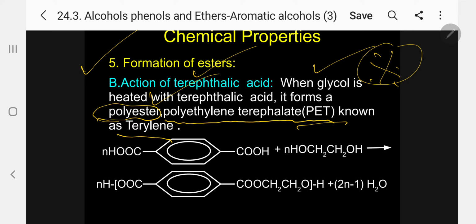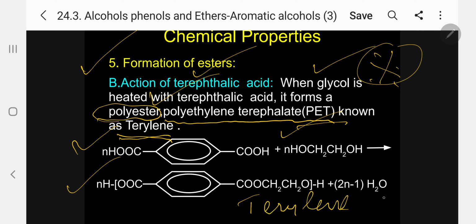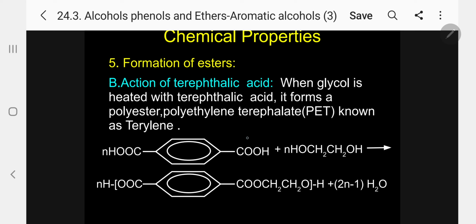It was famous some 50 or 60 years ago. Terephthalate was common in India. People were wearing it, and even now we are using it. So kindly follow: n number of ethylene glycol and n number of terephthalic acid undergo condensation reaction to produce this polymerized product, terephthalate. Please follow. This is terephthalate. Very, very interesting.